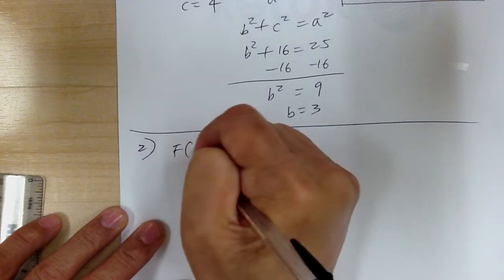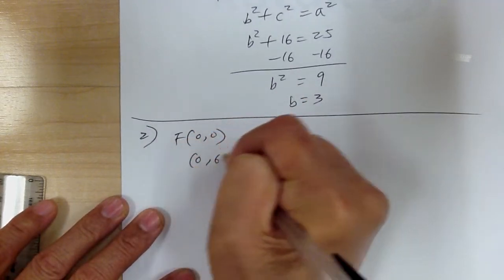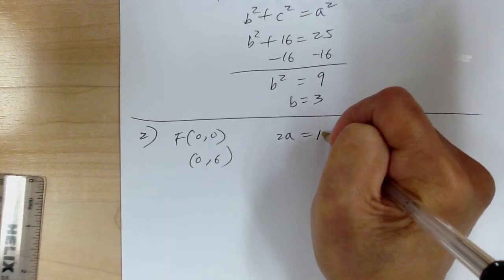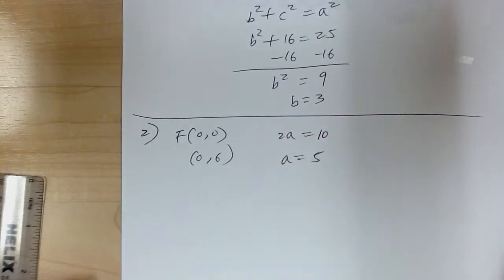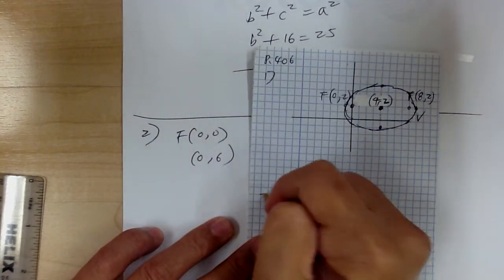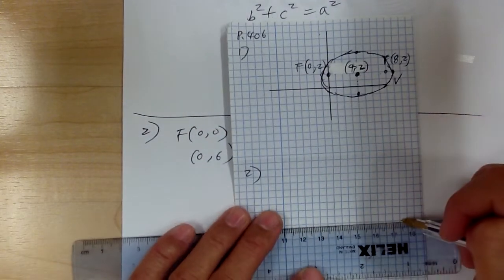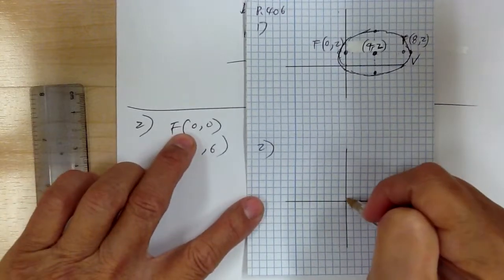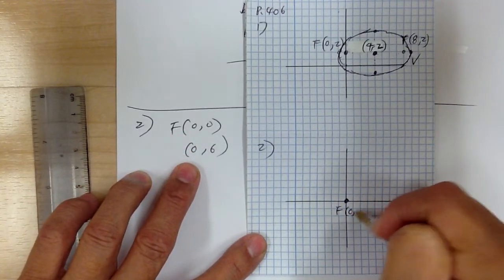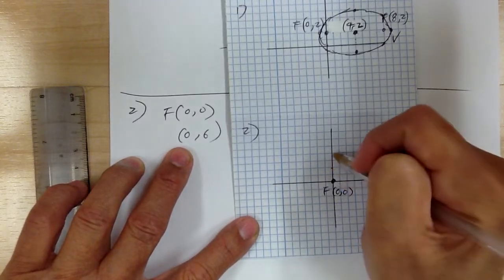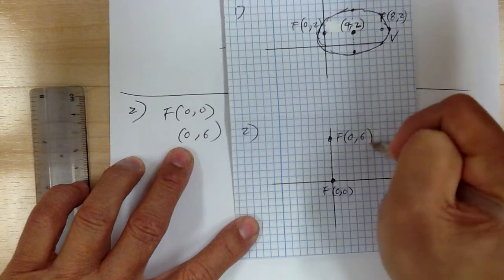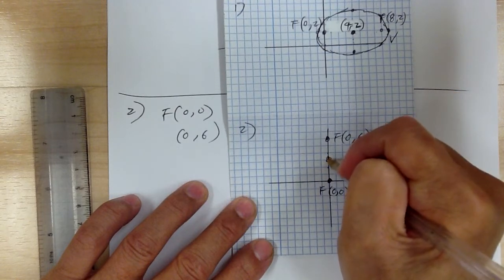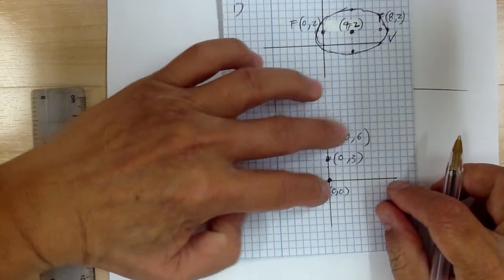You have a focus at (0, 0) and another one at (0, 6), and the focal radii sum is 10. So 2a equals 10, so again a equals 5. Let's sketch all these things out. So (0, 0) and you've got (0, 6). The first thing you have to do is find the center. The center is the midpoint between the two, so just average. So it's going to be right over here, (0, 3).